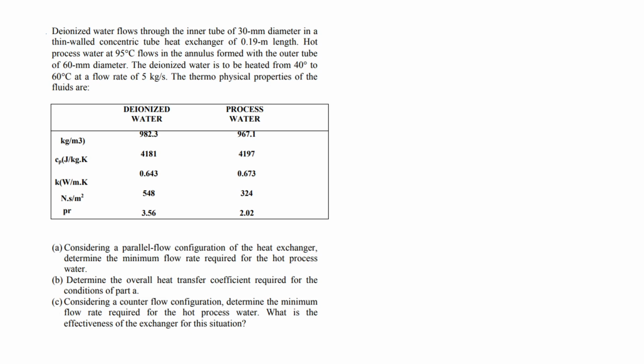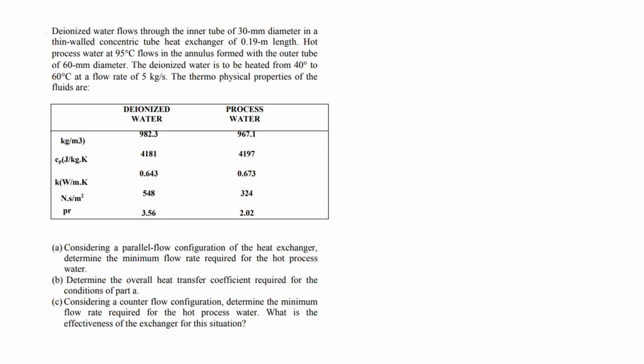And you have to calculate three things. First, considering a parallel flow configuration of the heat exchanger, determine the minimum flow rate required for the hot process water. That is the first question. The second question: determine the overall heat transfer coefficient required for the condition of part A, where part A is the parallel flow configuration. And third, considering a counterflow configuration, determine the minimum flow rate required for the hot process water, and what is the effectiveness of the exchanger for this situation? So these three things you have to calculate.